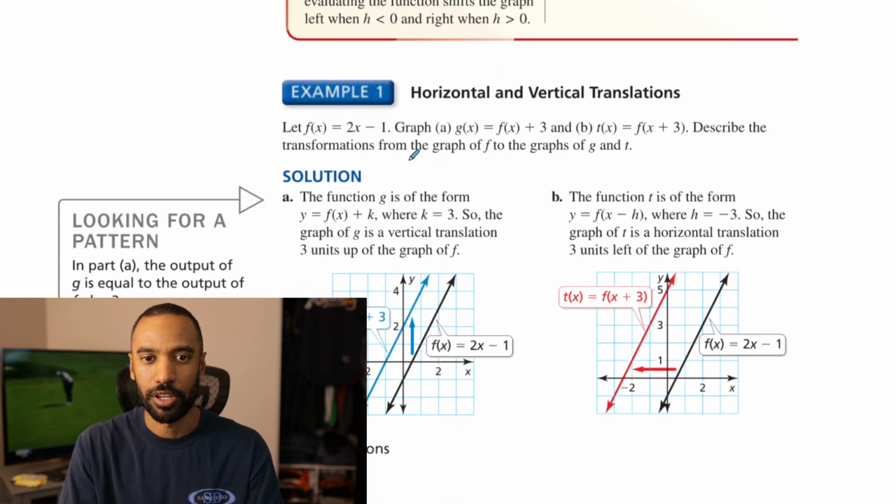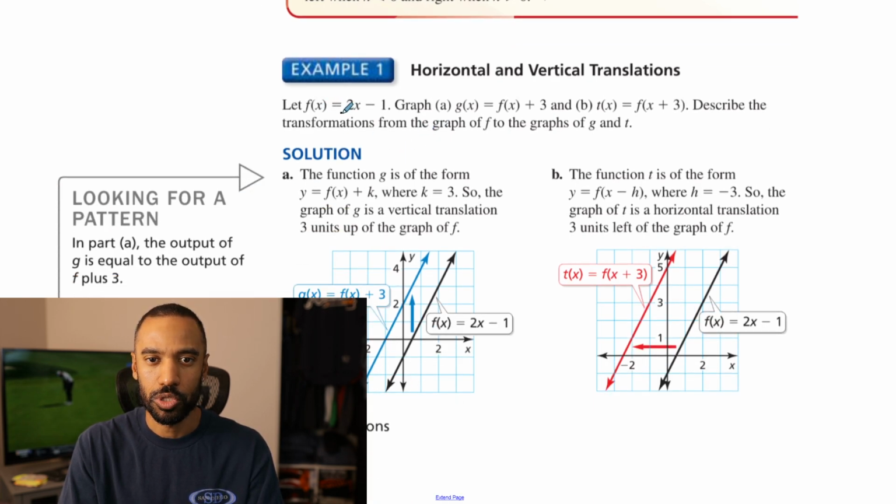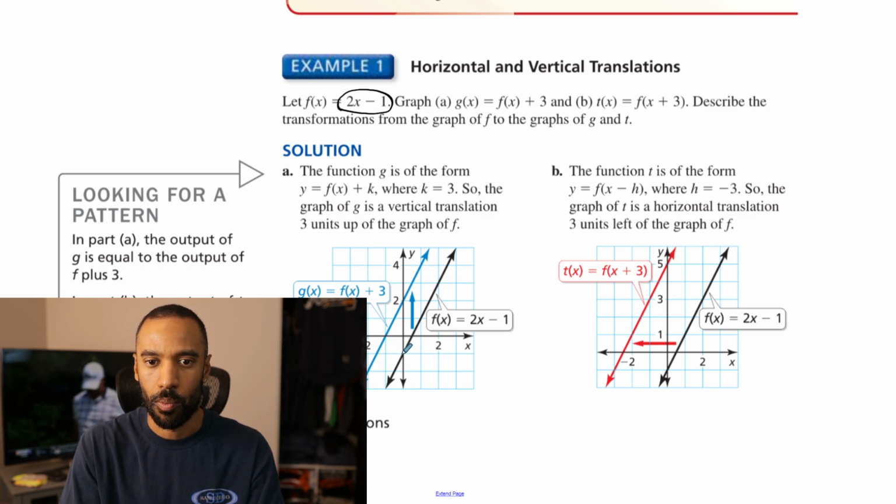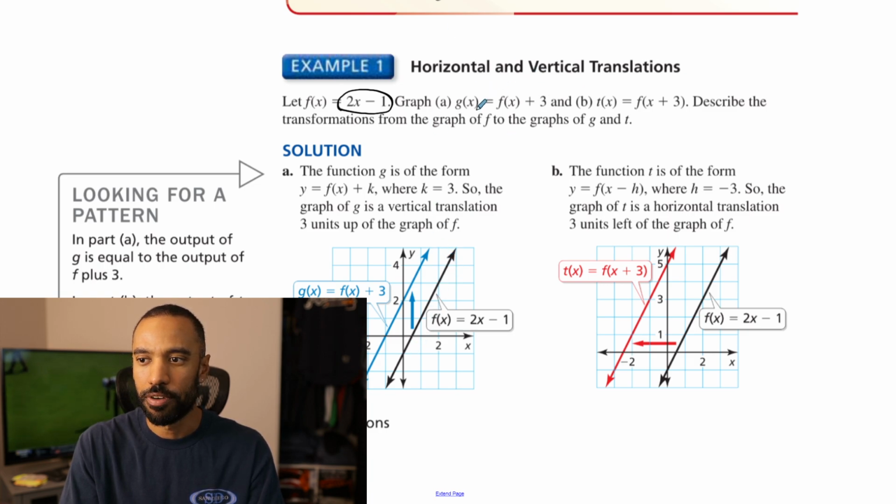So, horizontal and vertical translations. Let f of x equal 2x minus 1. Okay, here's our new function, f of x equals 2x minus 1. We should know how to graph that based off the y-intercept. We have it in black right here. The y-intercept and the slope, up 2 over 1, up 2 over 1, etc. Here's our original.